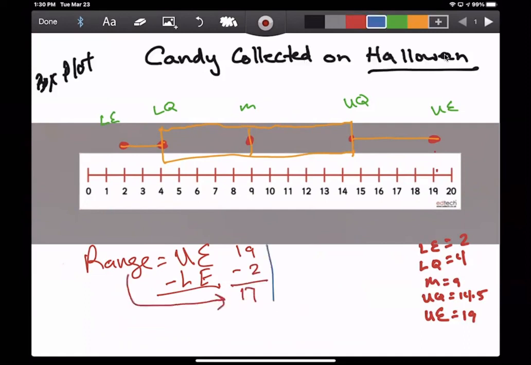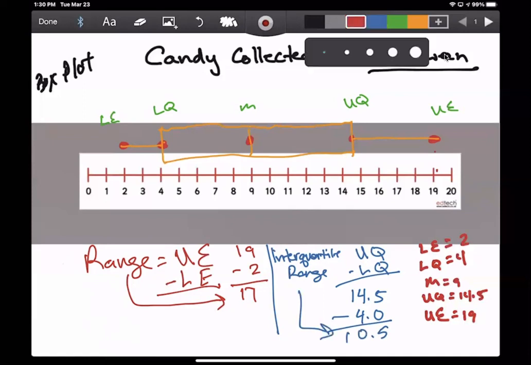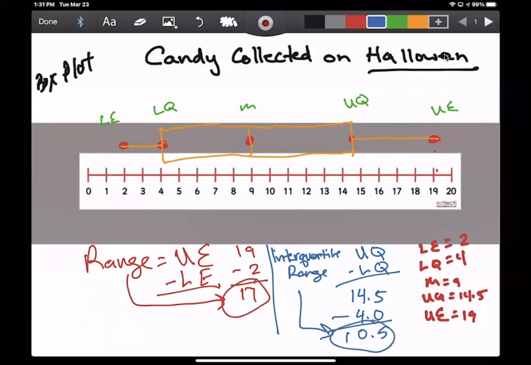All right. But the other one is called the interquartile range, and that's the size of my box. So that is the upper quartile minus the lower quartile. My upper quartile, we said, was 14.5. So I'm going to put that there, 14.5. And my lower quartile was 4. Do that subtraction, and I get 10.5. So I know my interquartile range is 10.5. Okay. So here's my range. Here's my interquartile range. So those are easy to find. Just remember your range is all this, and your interquartile range is just the size of your box.